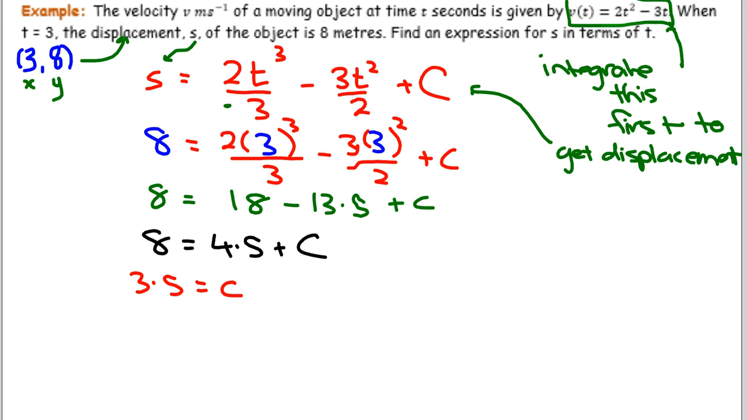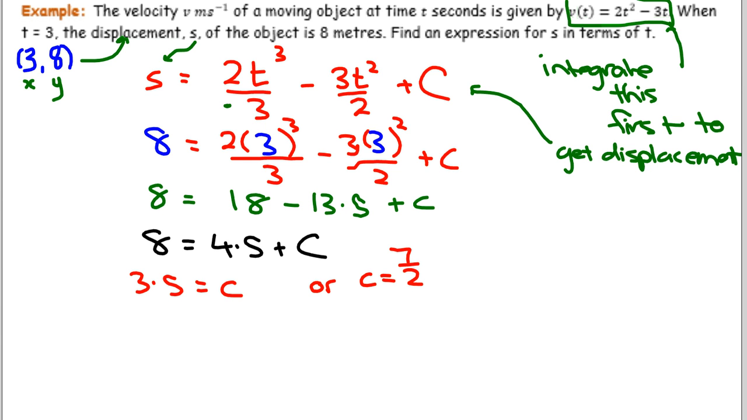So C, what would that be as a fraction out of interest, if you wanted it over 2? 7 over 2. 7 over 2.